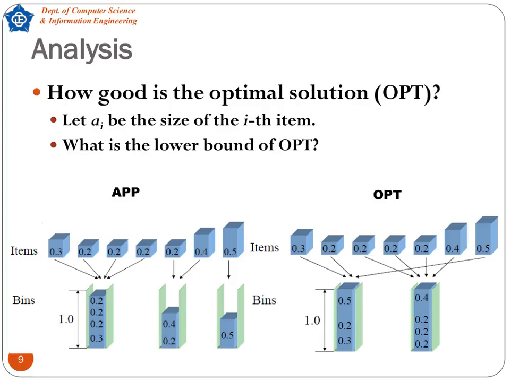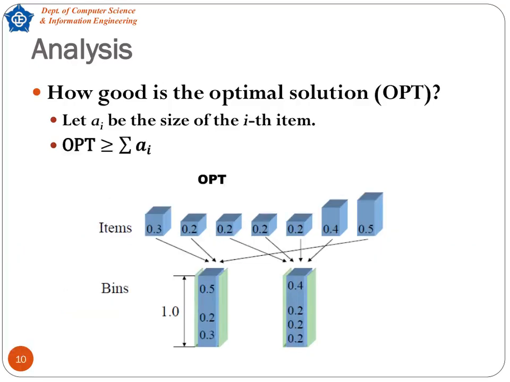Contrast this with the OPT section on the right, which showcases the optimal solution for the exact same set of items. Here, we see a significantly more efficient packing, utilizing only 2 bins. The first bin is perfectly filled with items of size 0.5, 0.2, and 0.3, summing to 1.0. The second bin is also perfectly filled with items of size 0.4, 0.2, 0.2, and 0.2, also summing to 1.0. This visual comparison clearly demonstrates that for these specific items, the optimal solution requires only 2 bins, highlighting its superior efficiency compared to the 3 bins used by the approximate method.